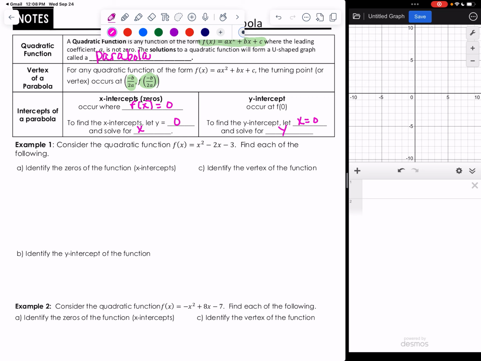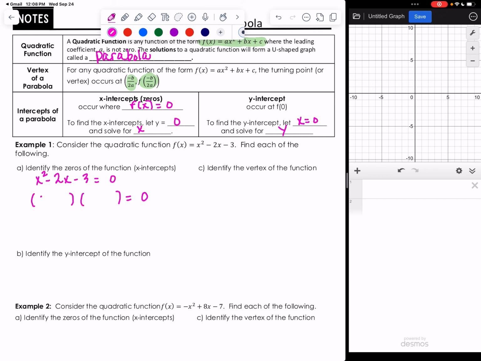So let's start with part A, identify the zeros of the function. To identify the zeros of the function, or the x-intercepts, we take the function and we set it equal to 0, and then we solve for x. Now, the quickest way to solve this equation for x is to use factoring.